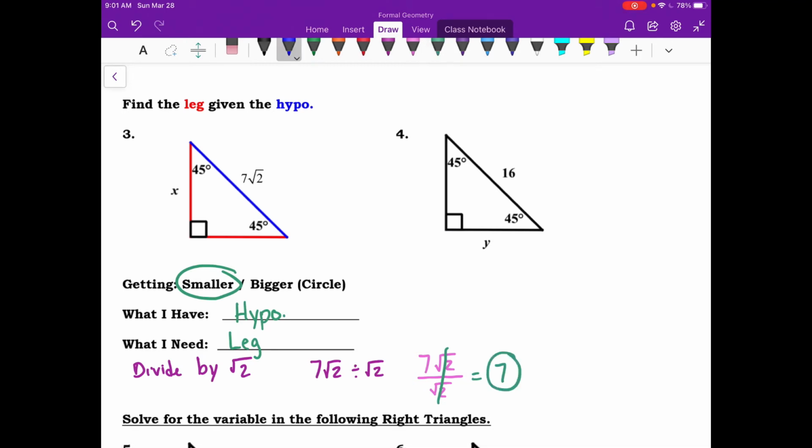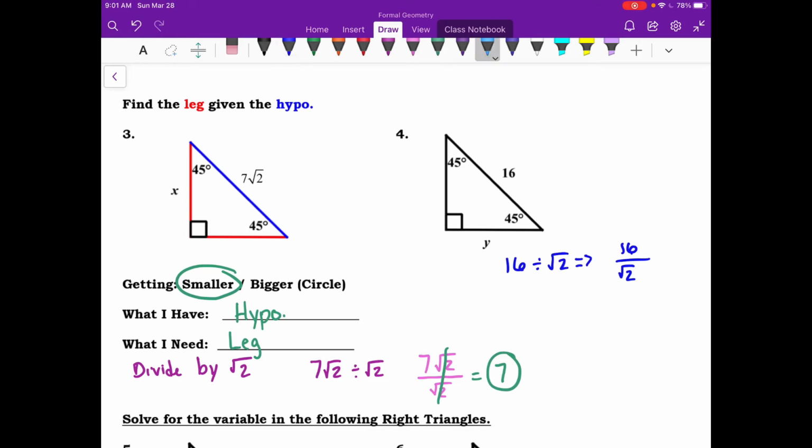My hypotenuse is 16. We need my leg, which is y, so I need to divide by square root of 2. Again, I'm going to write that as a fraction, so 16 over square root of 2. Now this is going back to our first couple examples. I have a radical at the bottom. I cannot have a radical at the bottom. So I need to simplify this so there is no radical at the bottom.